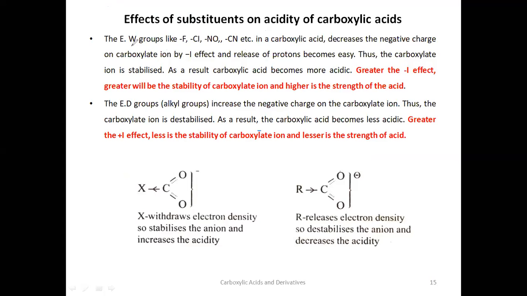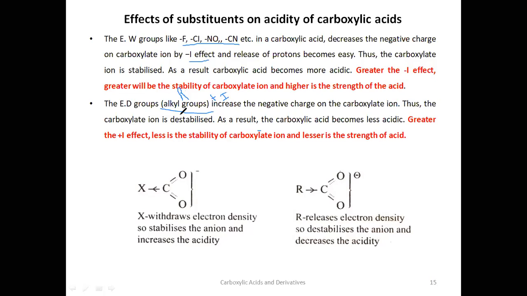You already know what the electron withdrawing groups are. You have to remember these: fluoro, chloro, nitro, cyano. These are electron withdrawing groups. What is electron donating? Alkyl groups, generally denoted with R. What are the alkyl groups? Methyl, ethyl, all alkyl groups. These give a minus I effect, and these show a plus I effect. I think you can recollect this term now. Minus I means negative inductive effect, and plus I means positive inductive effect.